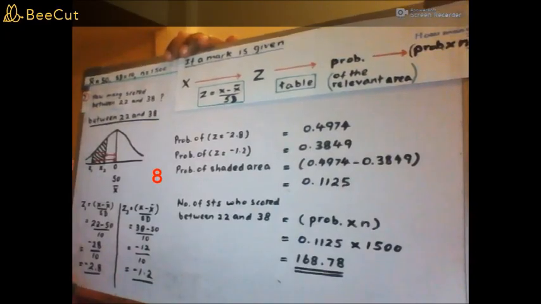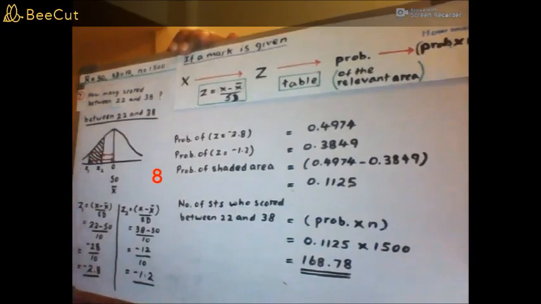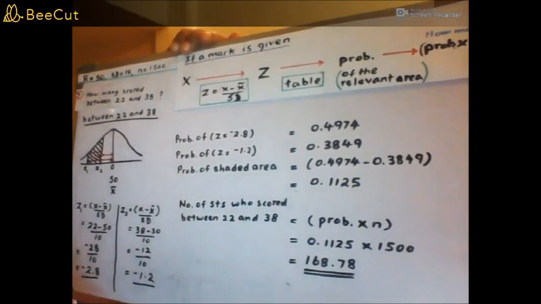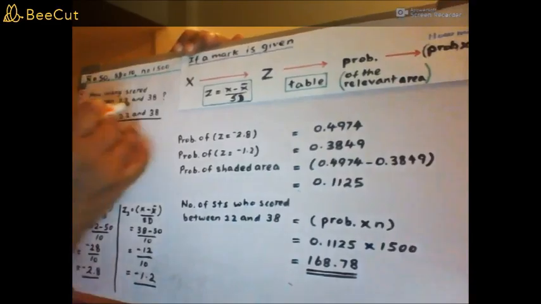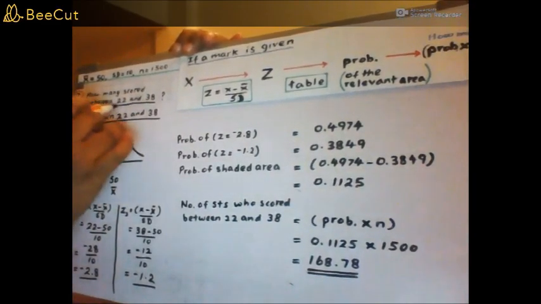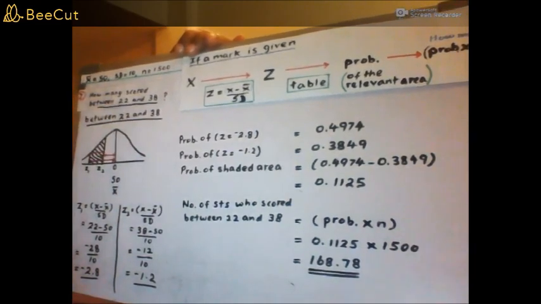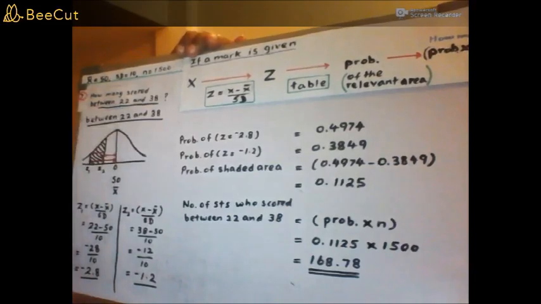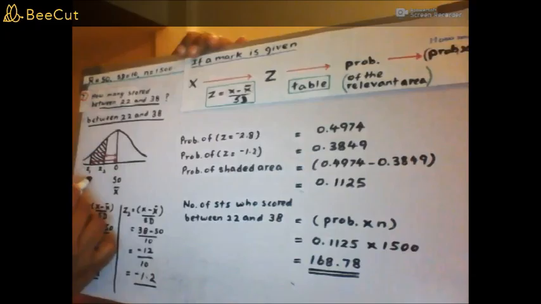Question under this section, if a mark is given, right? The question is how many scored between 22 and 38? So when we are taking these between values, always take the lower one to your left side. So 22 should come here, and this one, 38.